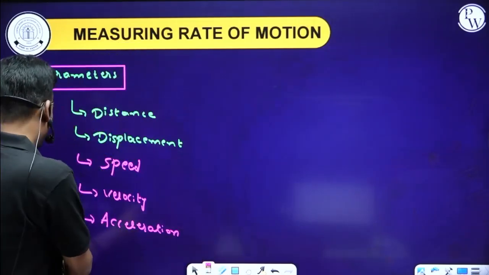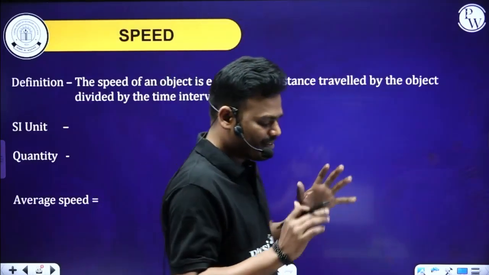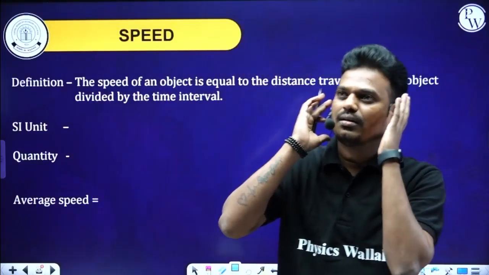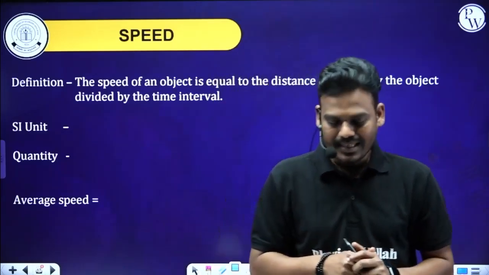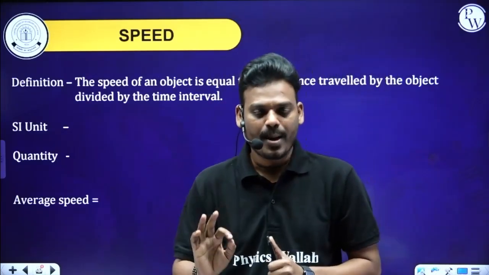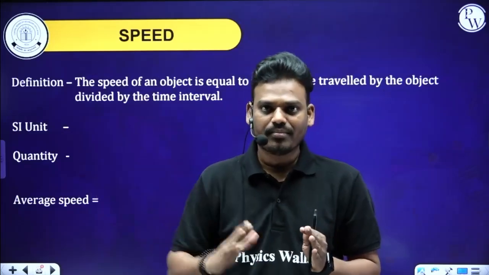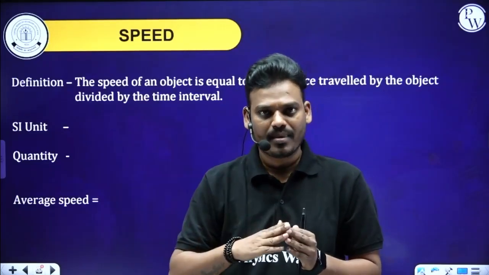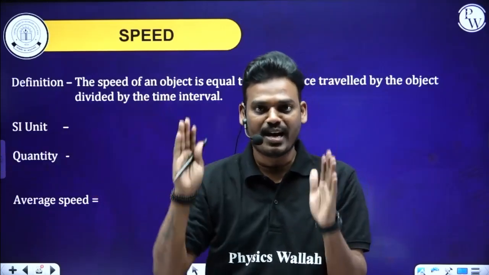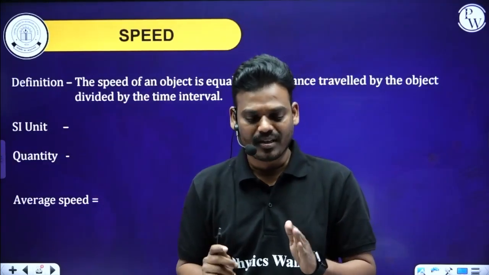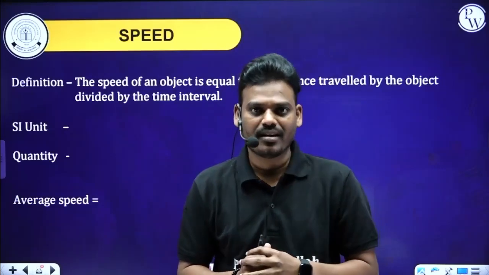The first one, speed. Let's try to understand with a better example. Let's consider a car and a bike. The destination is the same, let's say 100 kilometers. The initial position and the final position are 100 kilometers apart. One body is the car, and another body is the bike.